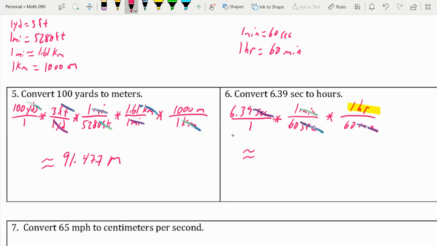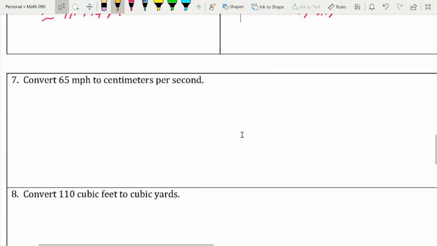And this one's approximately equal to 0.001775 hours. Right? Well, I shouldn't even say approximately equal to. It actually was equal to. I didn't round.